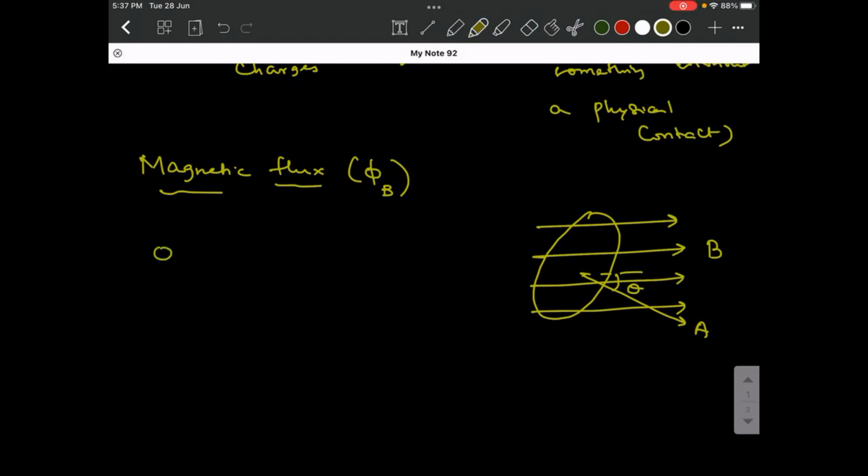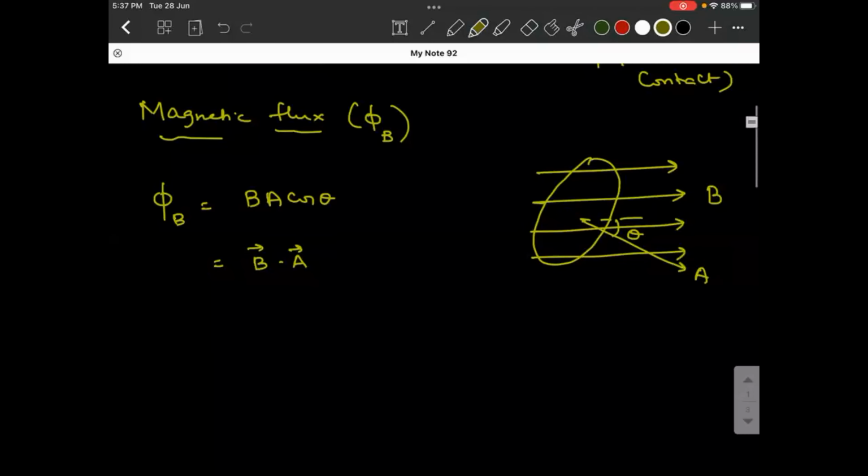So what can I write phi B as? Can I write it as B A cos theta? Or can I write this as B vector dot A vector? Both mean the same. So if I want to define a small amount of flux d phi B, can I write this as B vector dot dA vector?